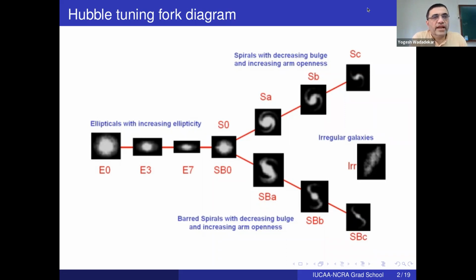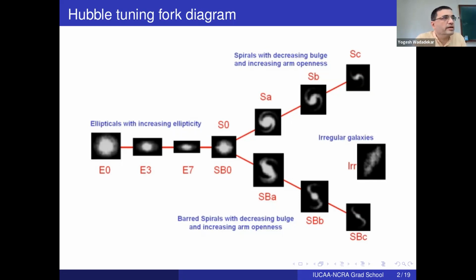On the left are ellipticals, indicated by the letters E0, E3, and so on. On the extreme left is a perfectly spherical elliptical galaxy, and as you go to the right along the arm of the tuning fork, the ellipticals become less circular and more strongly elliptical. At the junction of the tuning fork, you have a category called S0. S0s are also referred to as lenticular galaxies. We will come to that in a minute.